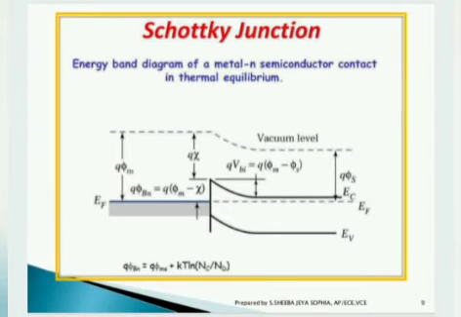What is this Schottky junction? The energy band of this metal semiconductor material at thermal equilibrium condition is given here, where the value of q phi Bn is equal to q phi ms plus kT ln of Nc divided by Nt. You can see the vacuum level at this junction point, and also the characteristics of the Schottky junction under forward bias and reverse bias are given.